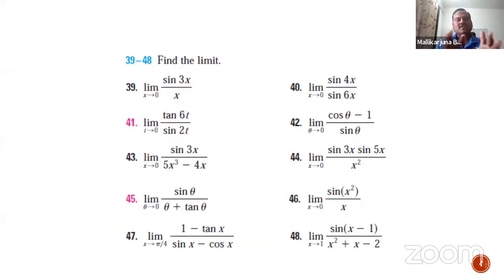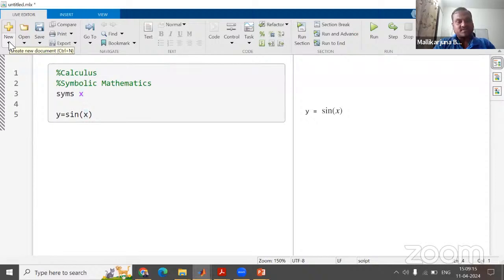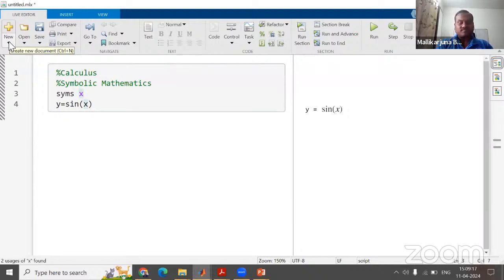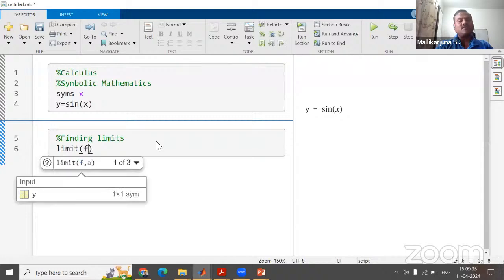So these limits I need to find. How can you find the limit of these in MATLAB software? What is the syntax for finding this? Finding limits. I'm just breaking the section; of course, I explained to you how you can break the section. Now, finding limits. So the syntax is limit of the function.